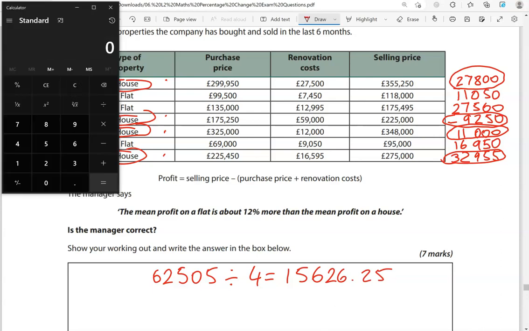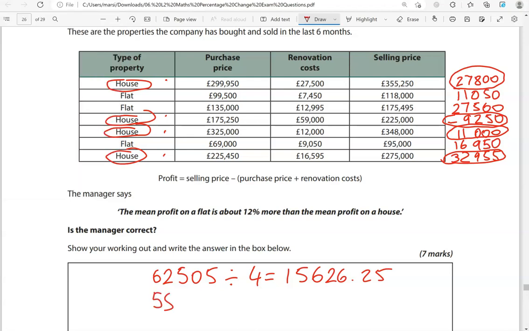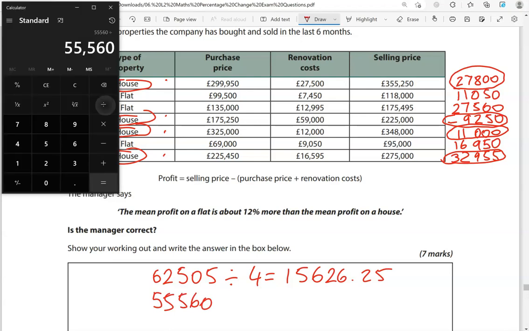Let's do this now for the flats. So we've got 11,050, add 27,560, add 16,950, gives us 55,560, divided by 3, because there are only 3 flats, that gives us 18,520.